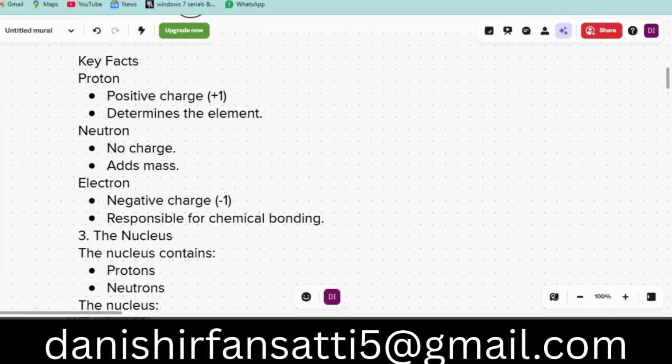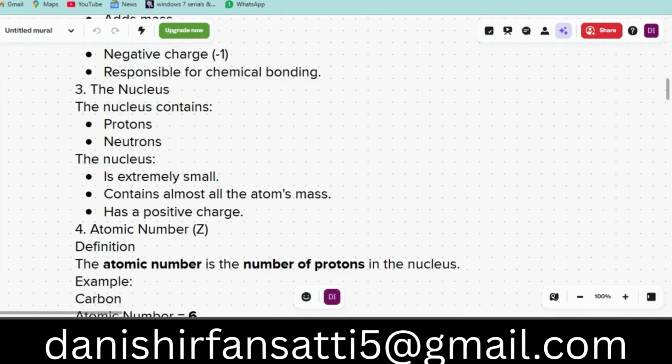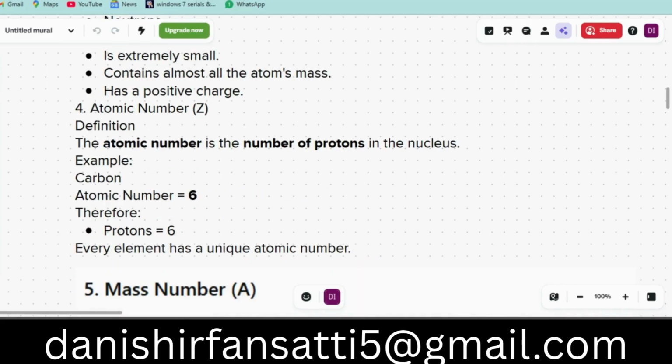So what is the nucleus? Nucleus contains protons and neutrons, and the nucleus is very small and very condensed. Almost all of the atomic mass is in the nucleus, and it has a positive charge.